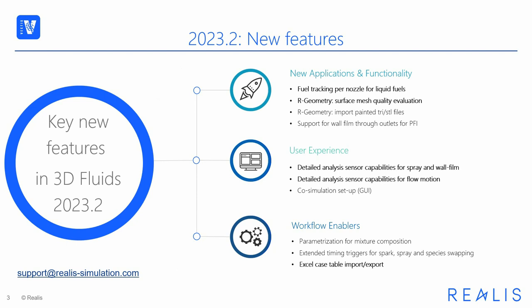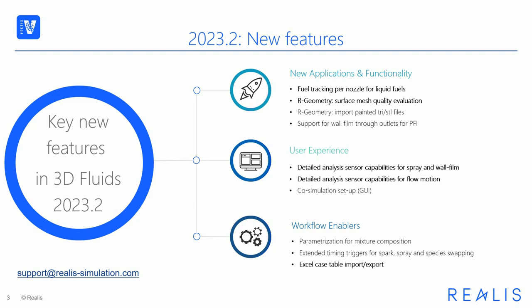Realist Simulation fluid products. The new functionality headlines include a unique liquid fuel tracking model aimed at improving the understanding of mixture formation in liquid fuel engines, a host of improvements for our geometry, making it even closer to a lightweight CAD package, and the support of wall-film outlets for port injected simulations. The user experience is further enhanced through the addition of new sensor capabilities for spray, wall-film, and flow motion. The VECTIS GUI is also improved with the addition of a 1D model that allows an easy setup of GT-Power VECTIS co-simulations for improved interoperability within the CAE toolchains.